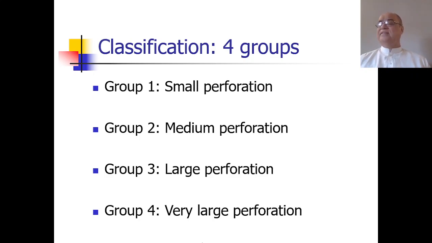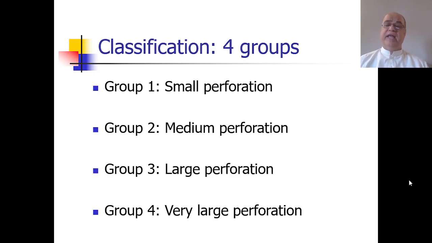Perforations, according to their size, are classified into 4 different groups. Group 1 is called small perforation, and we label it so when the length of the perforation is less than 1/4 of the total vertical nasal septal length. Group 2 is medium perforations, when the length of the perforation is larger than 1/4 but less than half of the total vertical septal length.